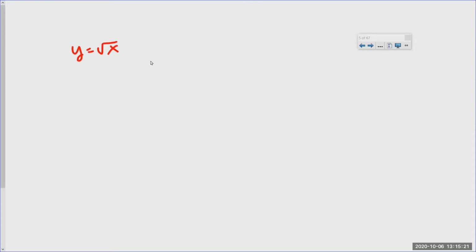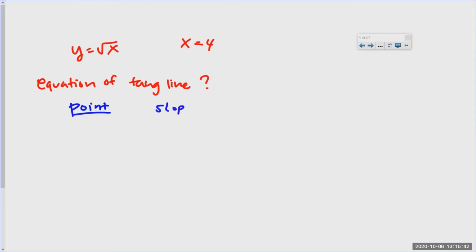equals square root of x, what is the equation of the tangent line? So they're asking you, what's the equation of the tangent line when x is 4? So x equals 4. If they ask you for an equation of the tangent line, what two things do you need to write down? Point and slope. And what you need to do is write a number down for each of them, or try to get a number for each of them.